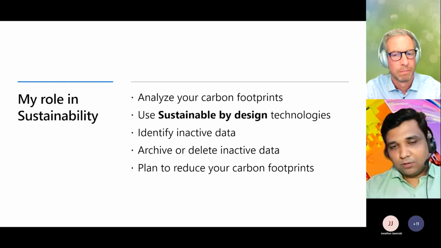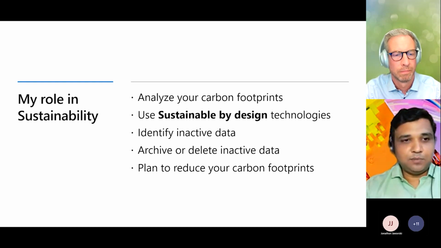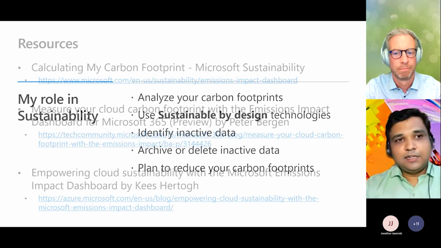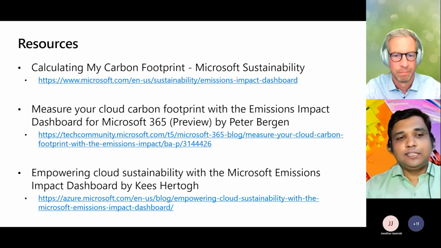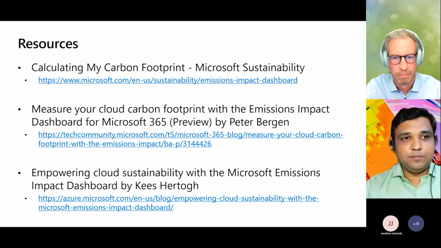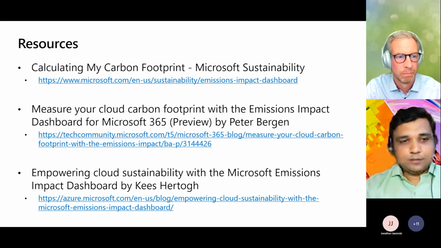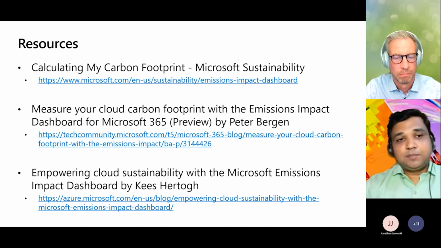So follow all those things, plan to reduce your carbon footprints. And then here are a few of the valuable resources that will help you explore this topic very much more. And adopting these sustainable practices, whether large or small, can have a significant impact in the long run.